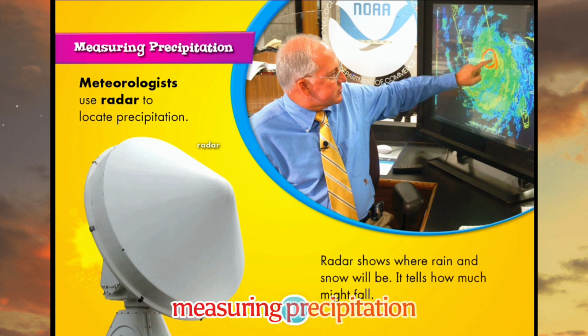Measuring precipitation. Meteorologists use radar to locate precipitation. Radar shows where rain and snow will be. It tells how much might fall.